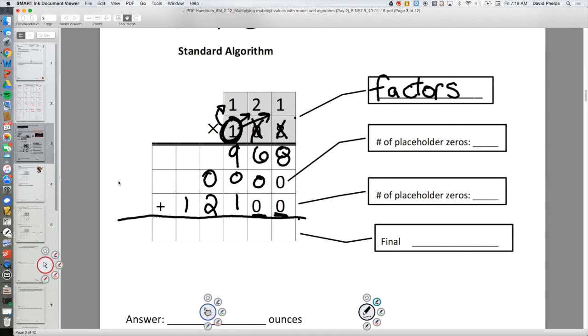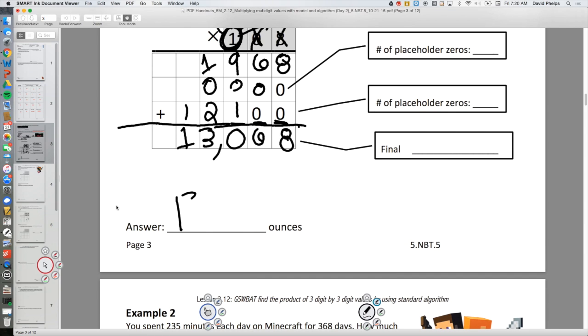Here we go. Our ones place. 8 plus 0 plus 0 is 8. 6 plus 0 plus 0 is 6. 9 plus 0 plus 1 is 10. Put a 0. Regroup that 1 into the, oops, thousands place. These dots are just so I know what number I'm multiplying. Now I have 1 plus 0 plus 2. That's 3. And then all the way in the 10,000s place, that 1. Our comma would go right after the 3. So we have 13,068 ounces.